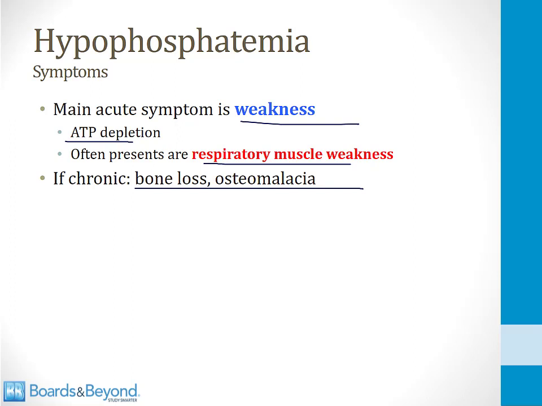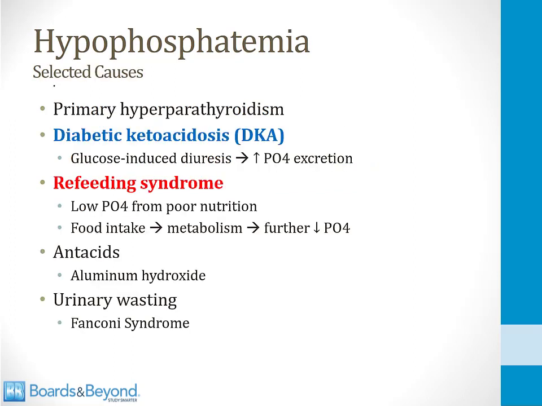This is usually not seen in the modern era. On this slide, I've listed some selected causes of hypophosphatemia. These are ones you definitely should know about for your board exams. First of all, primary hyperparathyroidism can cause hypercalcemia, but it also can cause hypophosphatemia. In patients who develop diabetic ketoacidosis, they have very high levels of glucose, and this causes a glucose-induced diuresis. This diuresis pulls phosphate into the urine and increases phosphate excretion, and this can lead to hypophosphatemia.